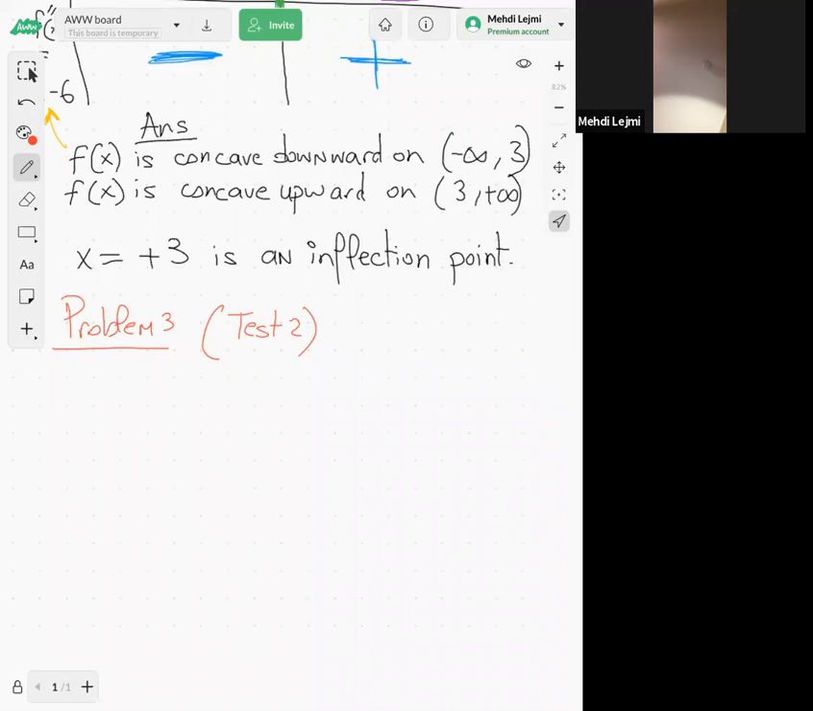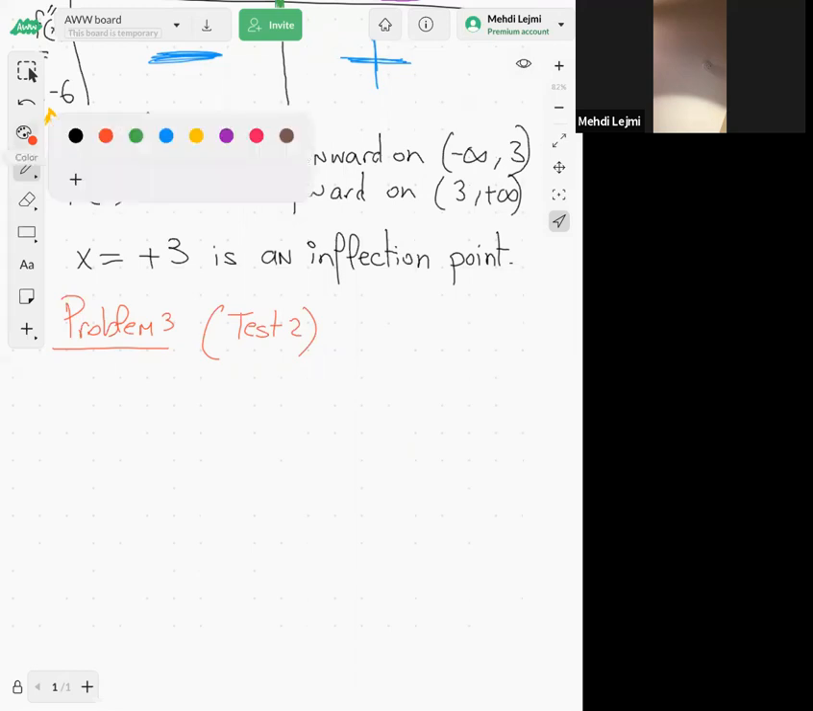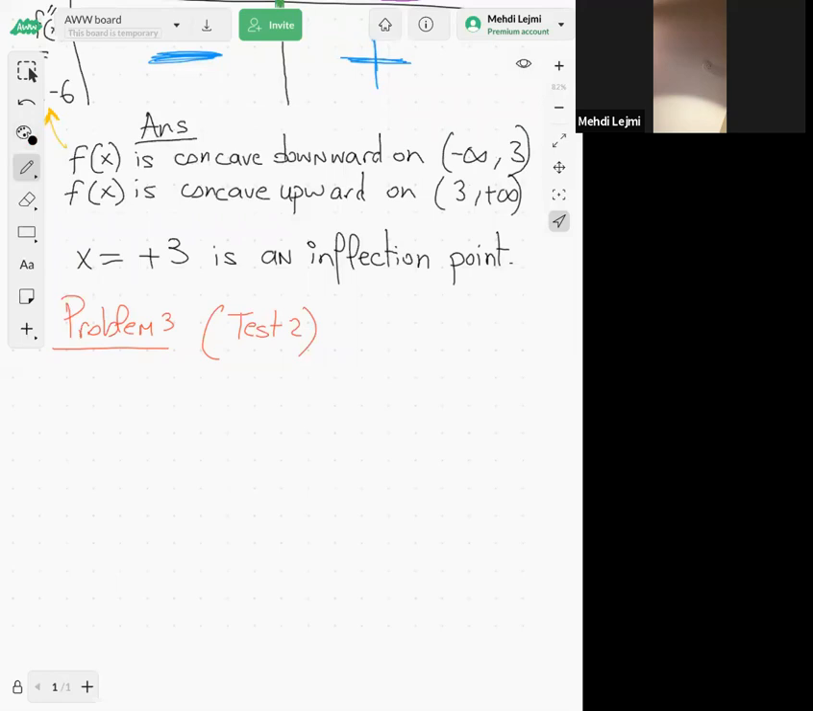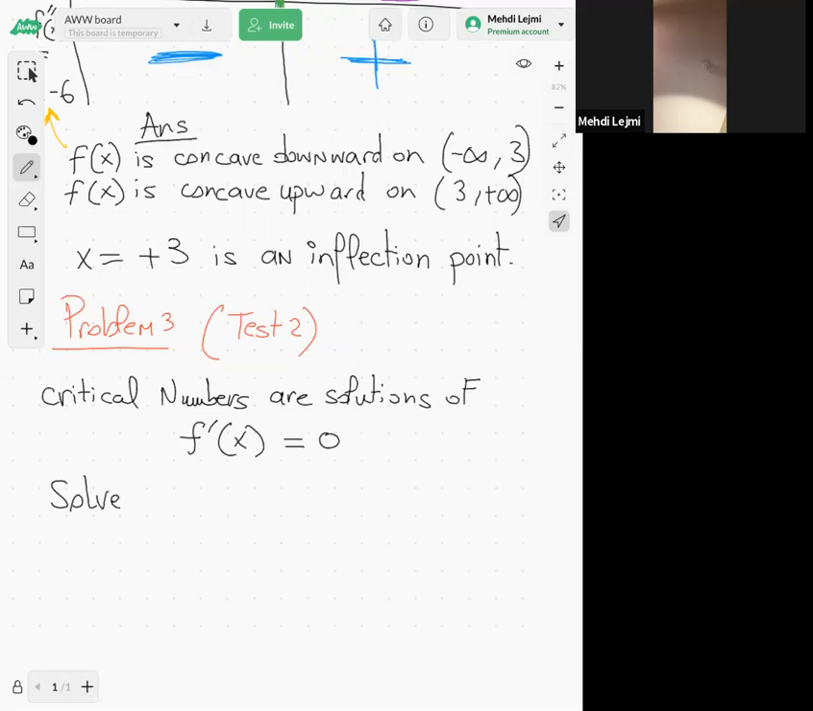So in this problem 3, you have to find the critical numbers of the function. The critical numbers are the solutions of f prime of x equal to 0. So what do I mean by critical numbers? Critical numbers are solutions of f prime of x equal to 0. All you have to do is solve f prime of x equal to 0, and the solutions are the critical numbers.